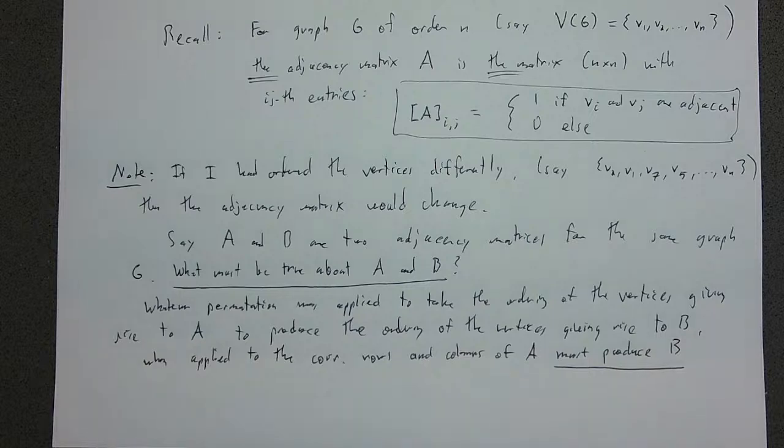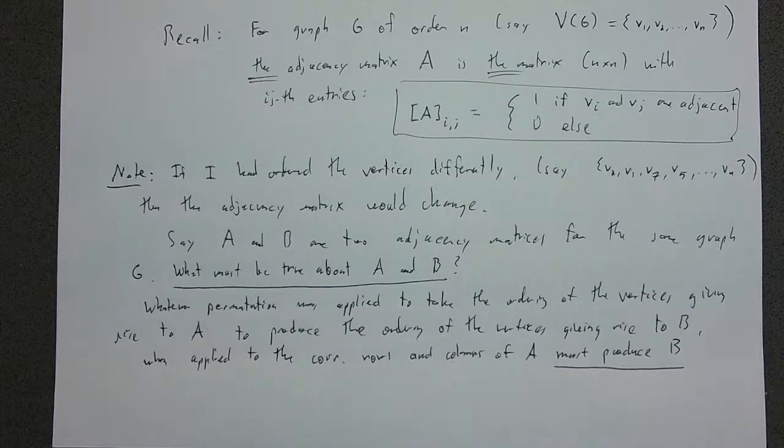So how are they related? What's a quick way of saying how they're related? Well, if there's a permutation taking you from the vertices that gave rise to the adjacency matrix A to vertices that gave rise to the adjacency matrix B, that same permutation applied to the rows and columns of the adjacency matrix A has to produce B. Okay, that's the relation. This is basically just unpacking the definition of adjacency matrix, and this is what you get. There's not much else to do here. This is essentially falling out of our definition of adjacency matrix.